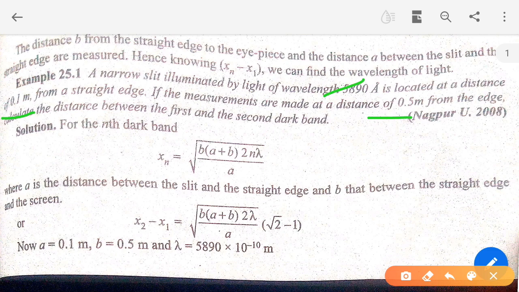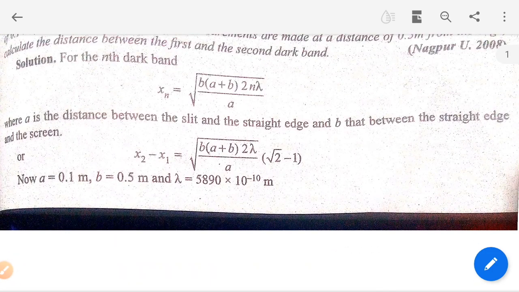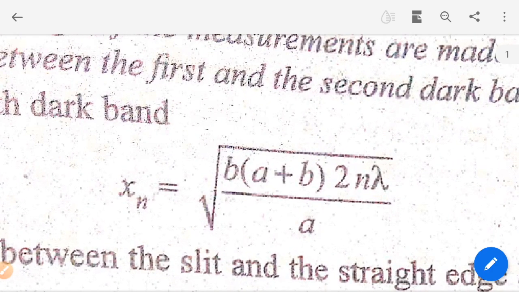The formula for the nth dark band is xn equal to square root of b into (a plus b) times 2n lambda by a. Usually a is the distance between the slit and the straight edge, and b is the distance between the straight edge and the screen. Put in the values: a is 0.1 meter, b is 0.5 meter, and lambda is 5890 angstrom in meters. Then you will get the value. This is the equation for the straight edge.